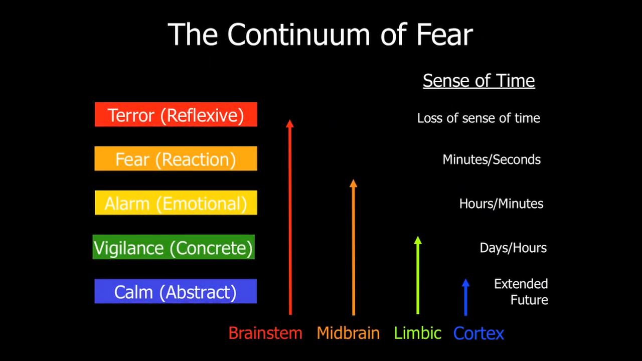Bruce Perry talks about a continuum of fear, so that when we are afraid or terrified, the brainstem only is active. When we are alarmed, the midbrain may be active. When we are vigilant, and many of our children who've experienced complex developmental trauma are hypervigilant, the limbic system may also be active. But it's only when we're calm that the cortex becomes a major player in our mental orchestra. And as this slide also suggests, this fear continuum has implications for how we sense time. It's only when we're calm that we can contemplate an extended future and do things like delay gratification over many days or weeks, and so on.